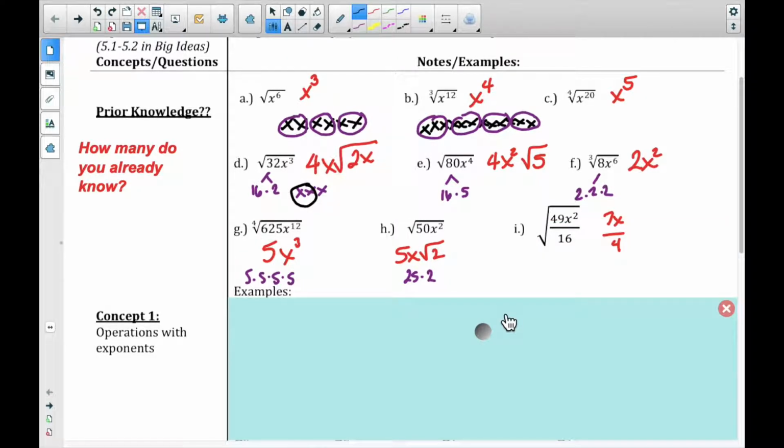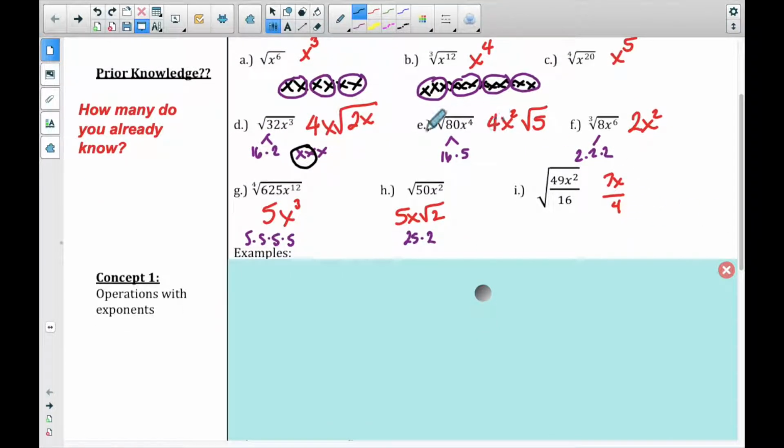Last set here, again, 625. If you didn't have a calculator, you might not know that, but 5 times 5 times 5 times 5 is 625. So the fourth root of 625 is 5, and the fourth root of x to the 12th is x cubed, because 12 divided by 4 is 3. 50 is 25 times 2, so we get that. The x squared is the perfect square, so it comes out. And when you have a fraction, you just take the square root of the numerator over the square root of the denominator. Okay, those are some basics. Again, I'm curious as to how many of those you got right without my help.